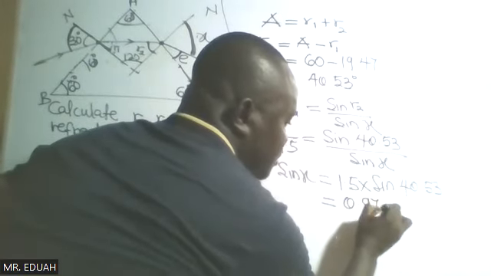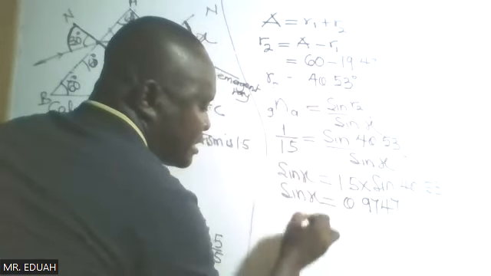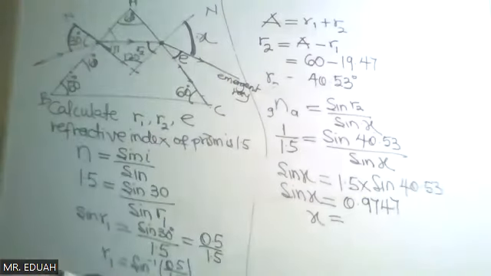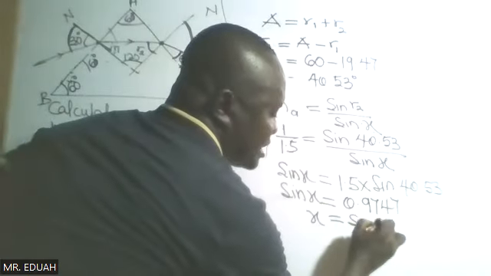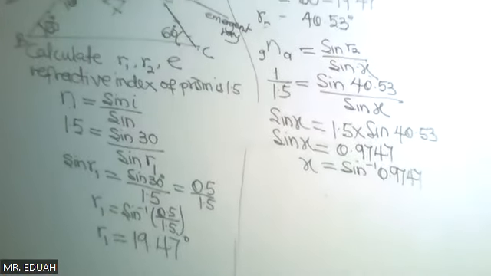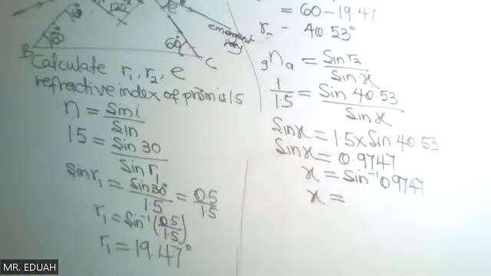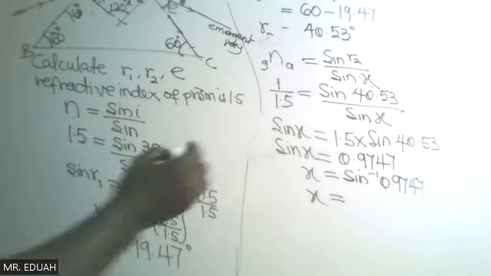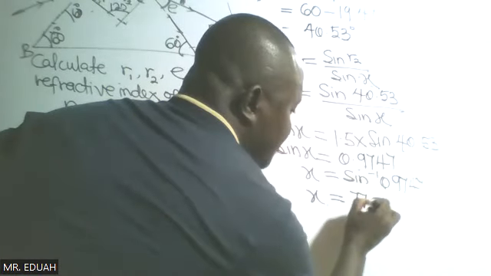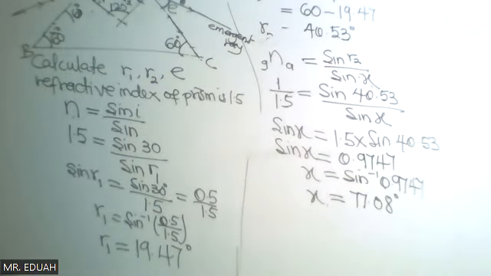0.9747. Okay. So help me find X, where X is the sine inverse of 0.9747. Give me the exact value. Mr. Japi says 77.08 degrees.